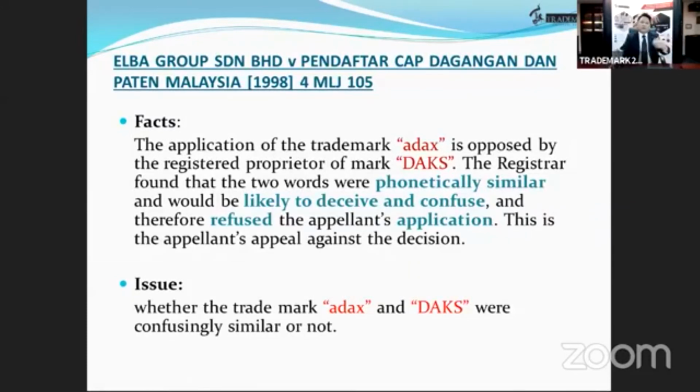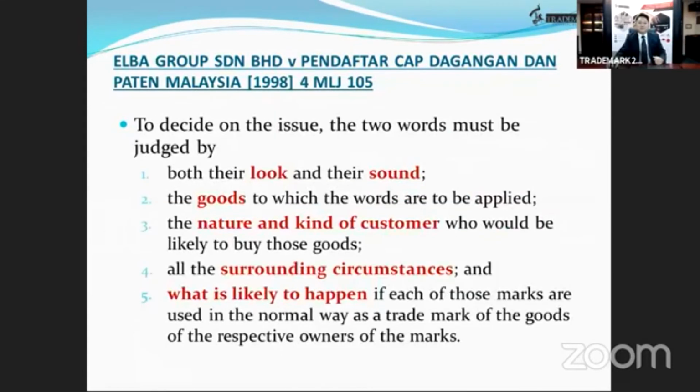So the issue to be determined here is whether the trademarks ADAX and DAX are confusingly similar. And how do we determine that? How do we know whether they are confusingly similar? The court said that in order to decide the issue, you must look at the two words and judge by looking both at their look and their sound.